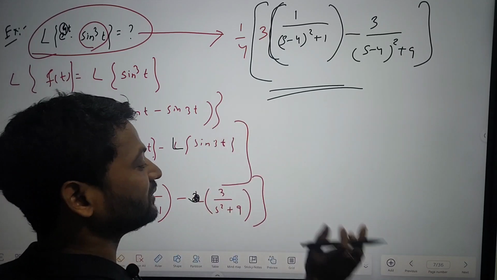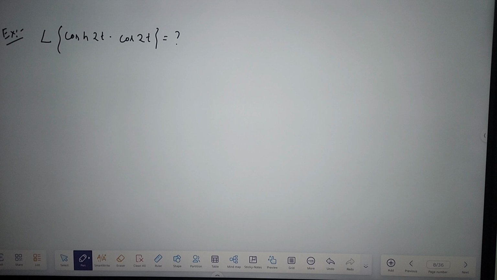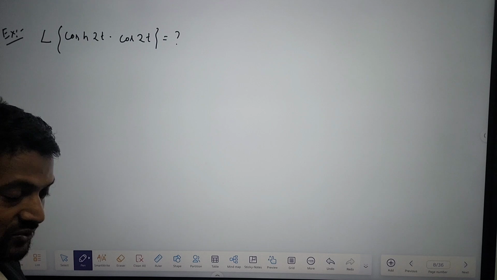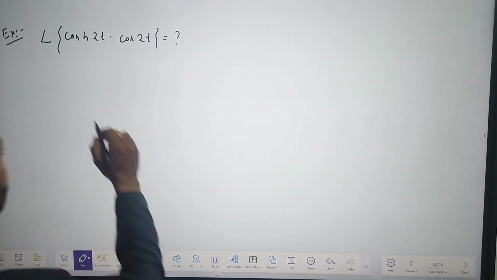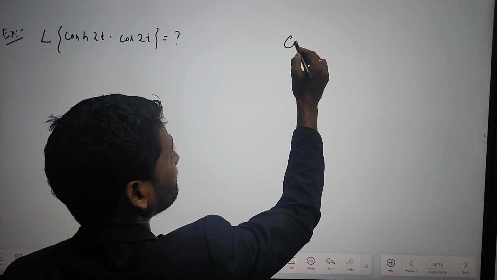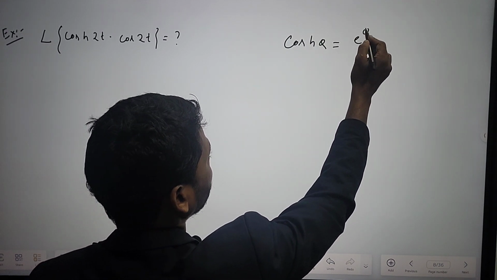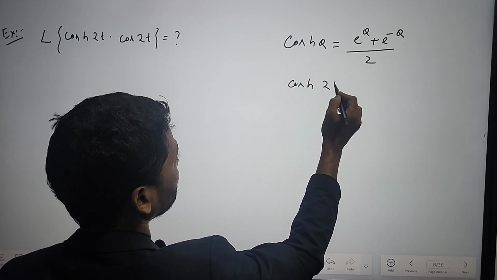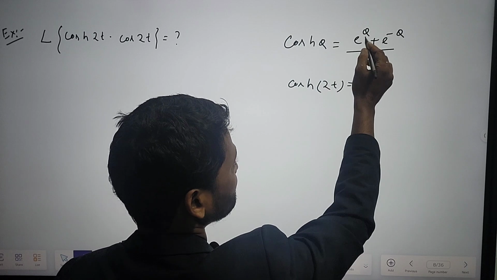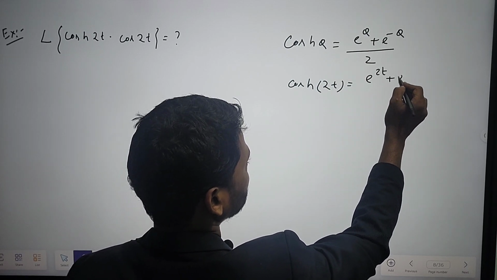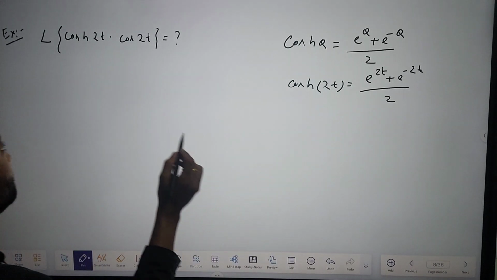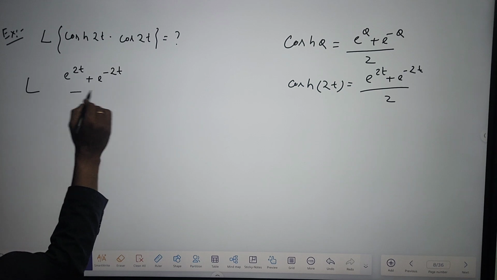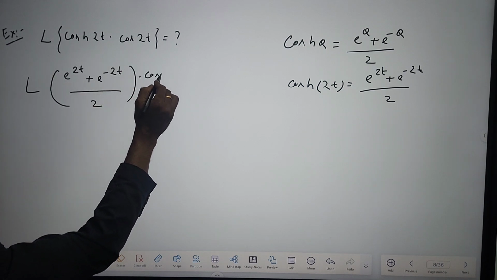That is your duty. So next, here I have two functions. One is cos 2t, the other is cos h 2t. So here, how to choose which will be your primary function? See here, cos h 2t. You know what cos h theta is: e to the power theta plus e to the power minus theta by 2. So what will cos h 2t be? Replace theta with 2t: e to the power 2t plus e to the power minus 2t by 2. So put it here, meaning the Laplace of e to the power 2t plus e to the power minus 2t by 2 into cos 2t.